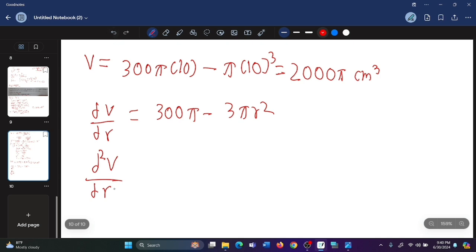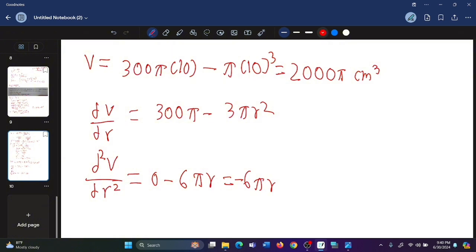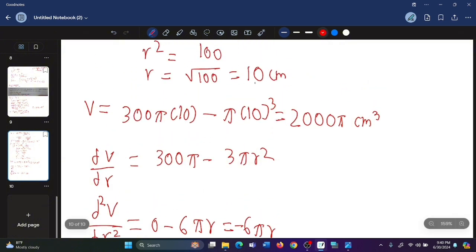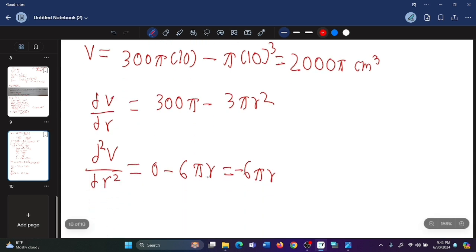If we differentiate it, if we bring 2 in front, we get a minus 6, 3 times minus 2. There is a minus symbol, thus we keep the minus symbol and multiply 3 times 2, we get minus 6. Differentiation of 300 pi is 0, minus 6 pi r. So d square v by dr square is minus 6 pi r. Now we just substitute the r value, that was 10 centimeter, the r value at which the stationary value occurs, to get the d square v by dr square.